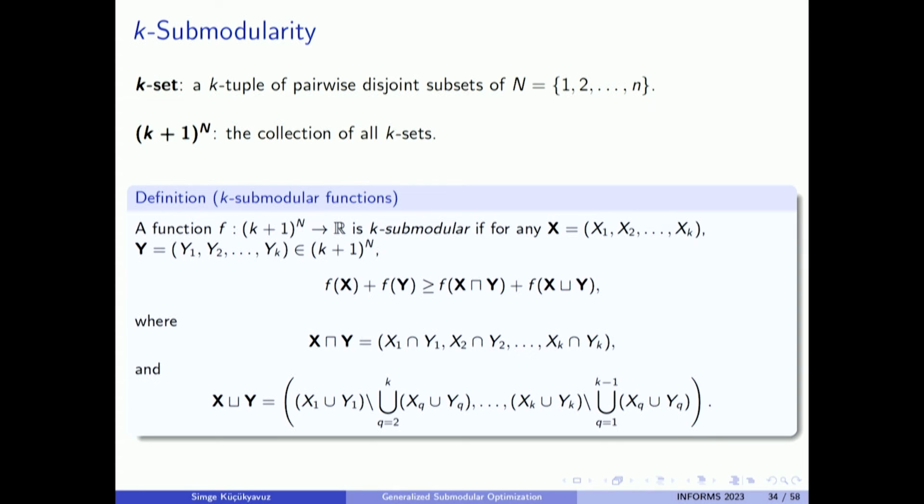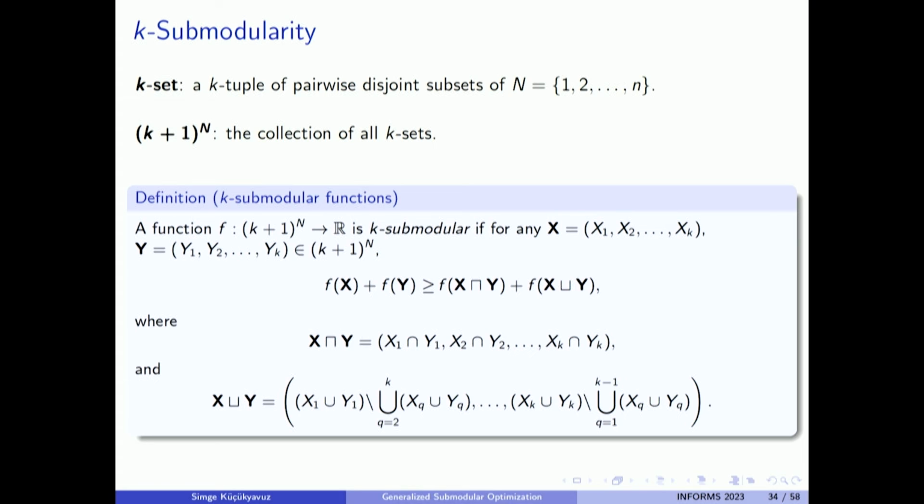So the K-submodular function definition is a very natural extension of the submodular function definition that I gave you. Now, bold X is going to be these K sets. Bold Y is also the K sets Y. And f of x plus f of y is greater than or equal to f of x intersection, now in the multi-set sense, and union.